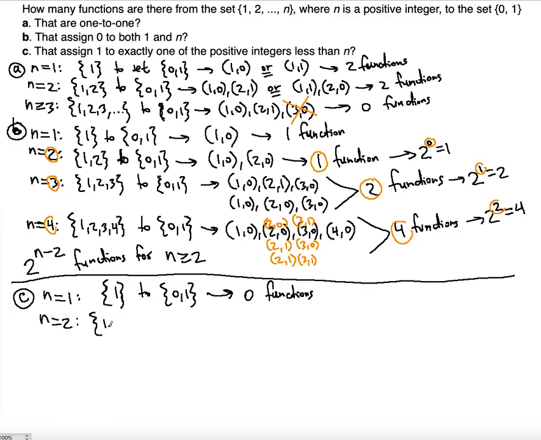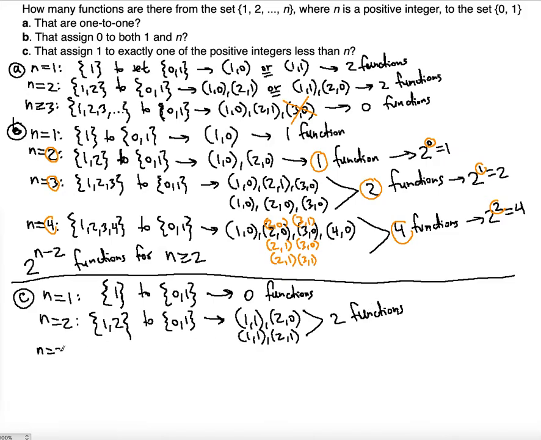the set is larger, so we have 1, 2 now, and we're going to map it to 0, 1. So the possibilities here: it says assign 1 to exactly one of the positive integers less than n, right? So we have to pair 1 with a 1 and 2 with a 0. But it doesn't say that you can't pair 2 with a 1, right? So it can also be 1, 1, 2, 1. So there are 2 functions possible.